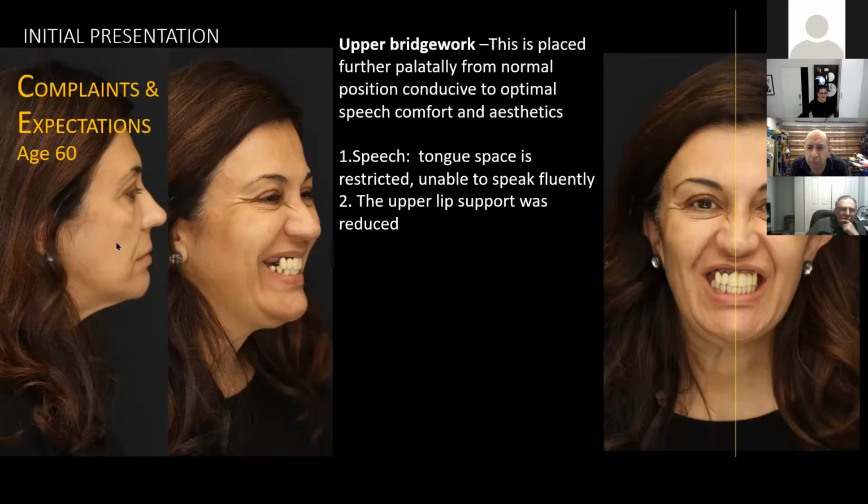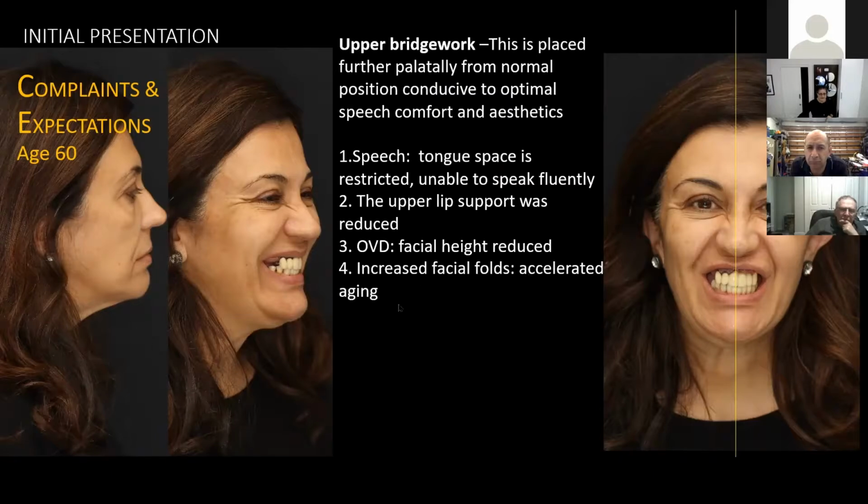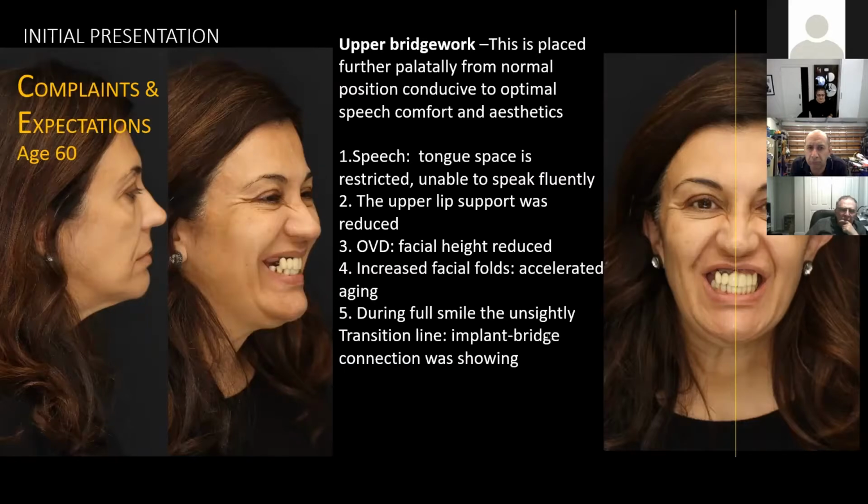Upper lip support is completely gone. You can see on the left side. And again, there's a reduction of the lower facial height and increased folds, which is accelerated aging for a female. And she was offered some botox and filler. I said, you've got to be kidding me. There's a lot of issues here. You can see the transition line.